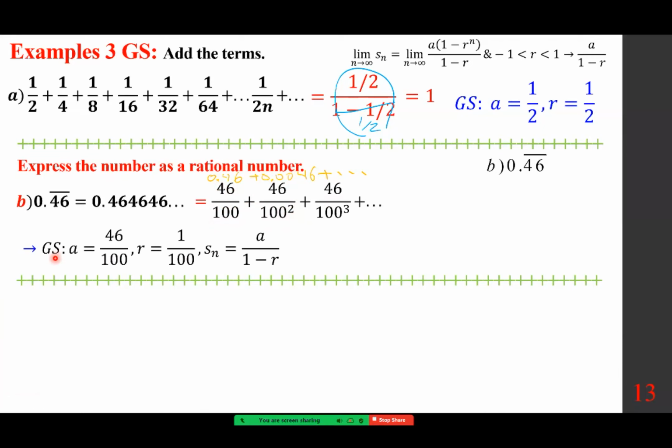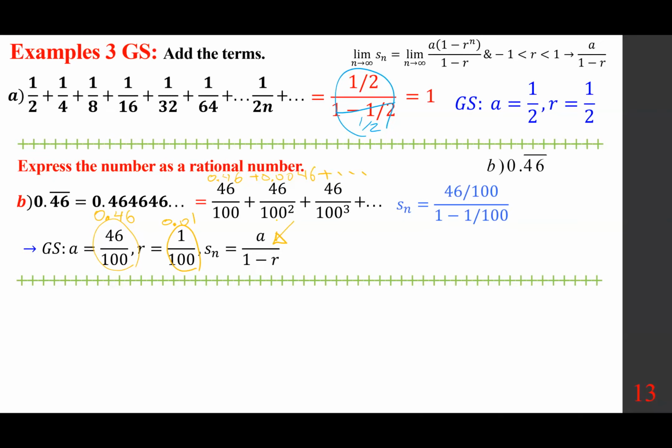So it's a geometric sequence. a is 46 over 100, or 0.46. And r is 1 over 100, or 0.01. You use decimal or fraction, it makes no difference. And now this is the formula we're going to use. Replace the a with 46 over 100 and r with 1 over 100. You can stick with the fraction or decimal, it makes no difference.